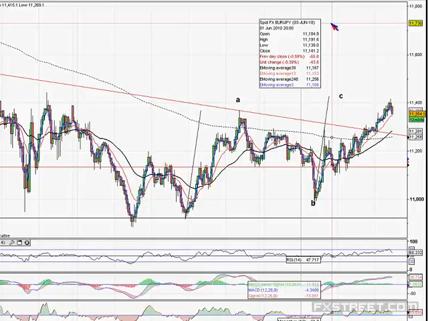That's the thing. We're looking for repetition. The fifth wave does not always get to 261.8%. Sometimes it will shoot past it, as we've seen in euro dollar daily. Sometimes it will stop short. Commodity pairs will sometimes go to 423.6. Fifth wave.